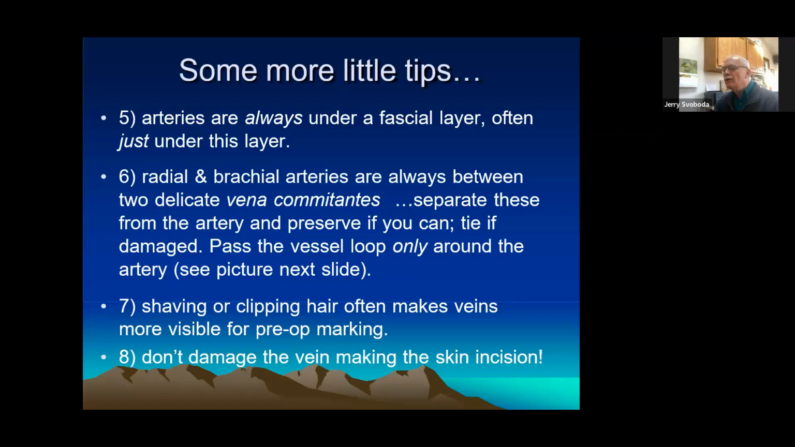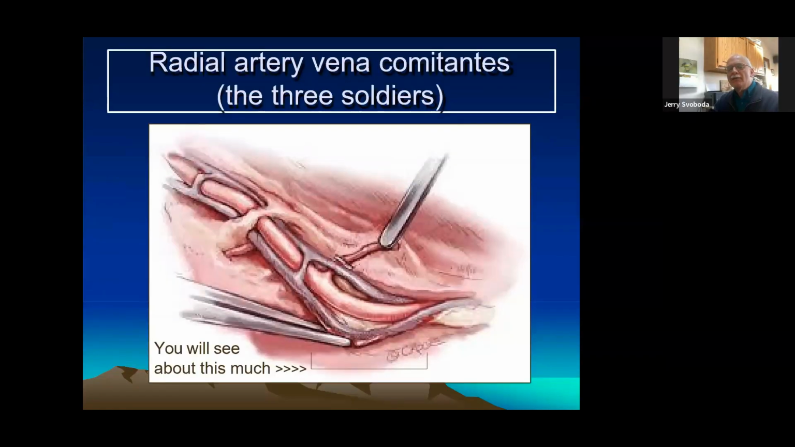But ideally, you're going to separate the veins from the artery and pass the vessel loop only around the artery. Don't damage the vein making the skin incision. Remember that. Next, look at the little bracket at the bottom of the picture. You're only going to really be seeing about that much, not all this big exposure. You can see how you want to separate those little veins from the artery.